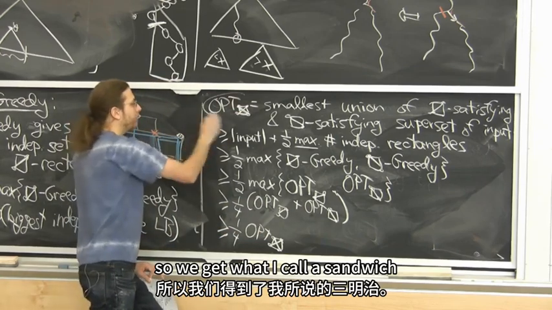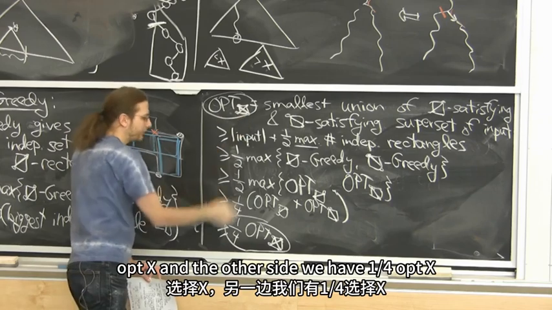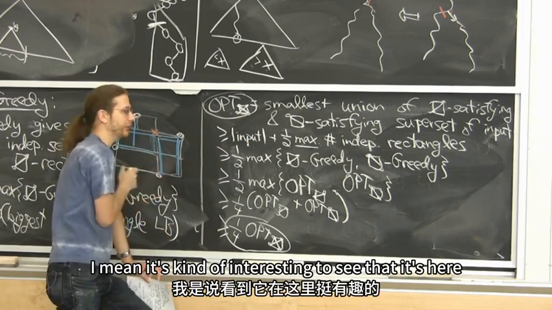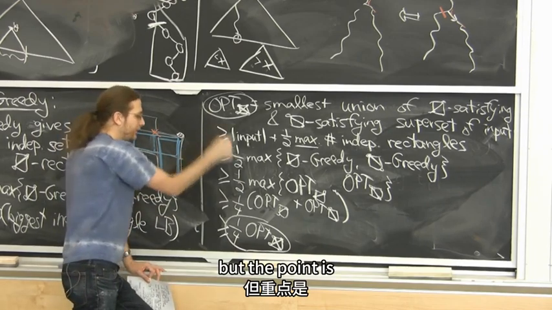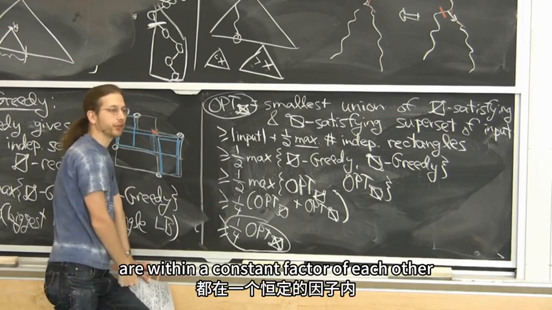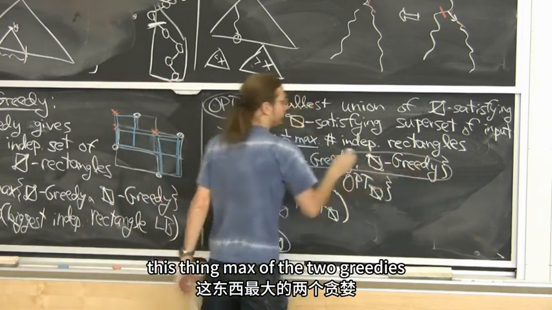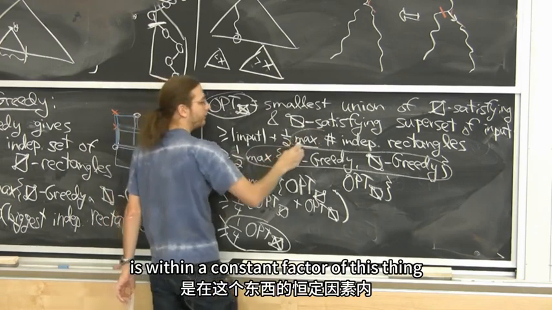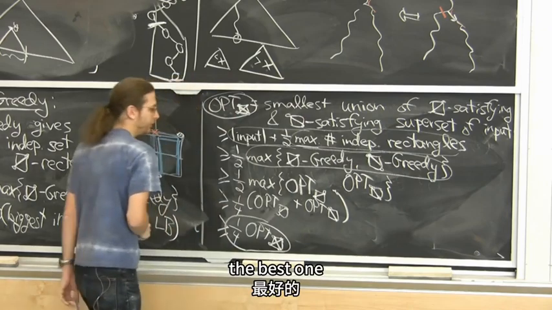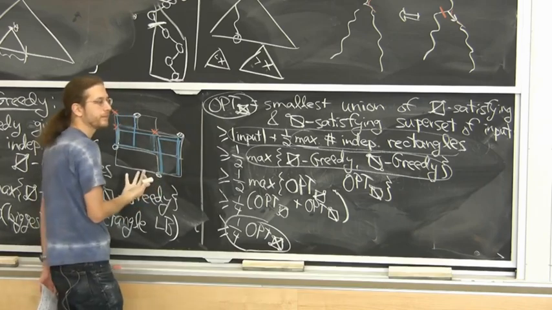So we get what I call a sandwich. On the one side, we have opt x, and the other side, we have a quarter opt x. I really don't care about opt x personally. I mean, it's kind of interesting to see that it's here. But the point is, these are within a constant factor of each other. Therefore, all of these things in between are within a constant factor of each other. So in particular, this thing, max of the two greedies, is within a constant factor of this thing. This is the independent rectangle lower bound, the best one. It also tells you that opt x is basically what we're computing here.